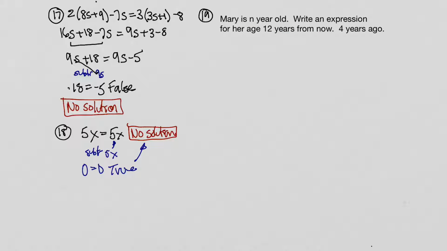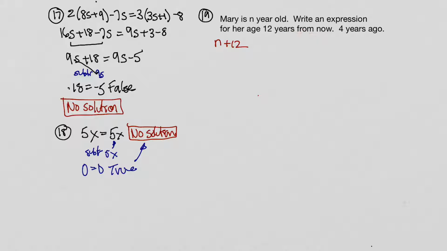What if she was 20? In 12 years, she would be 20 plus 12. If she was 30, you take the 30 plus 12. But we don't know what n is, so what we're going to write here is just her age now, n, plus 12.